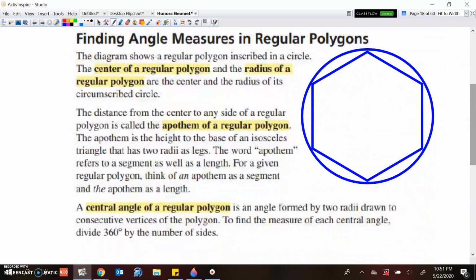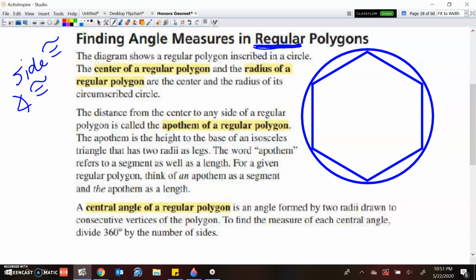Now it's going to get a little more involved. So now we're going to find the angle measures in regular polygons. This is key. It has to be a regular polygon. Let's think back about what that means. A regular polygon means that all of our sides are congruent and all of our angles are congruent.